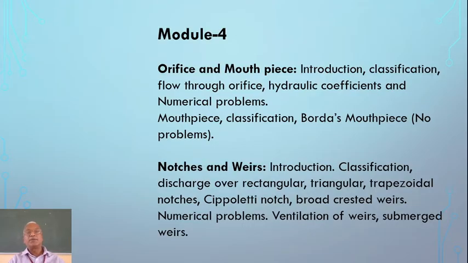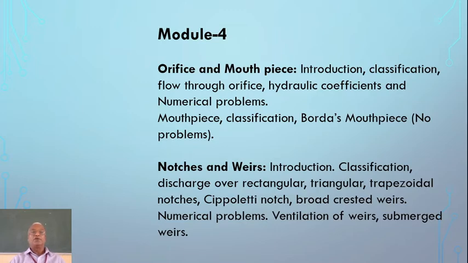Okay, the syllabus is like this: orifice and mouthpiece, in this introduction, classification, flow through orifice, hydraulic coefficients, and then numerical problems on that. Mouthpiece: what is a mouthpiece? Classification, and what is Borda's mouthpiece, and no numerical problems on that particular bit. Then you have a second part of module 4 as notches and weirs, wherein we'll be studying introduction, classification, and other types of notches and weirs.